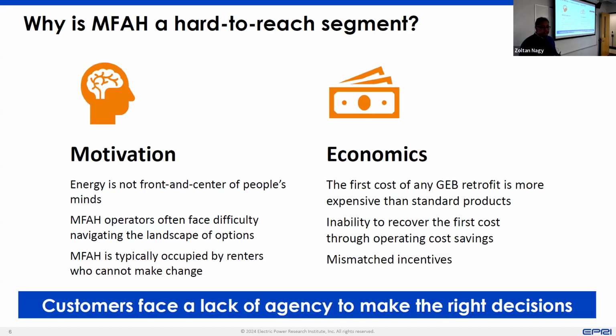Secondarily, if you are living in a multifamily community, the operator, the builder of the community, needs to have a certain motivation to go and make the changes, make them more energy efficient and so on.